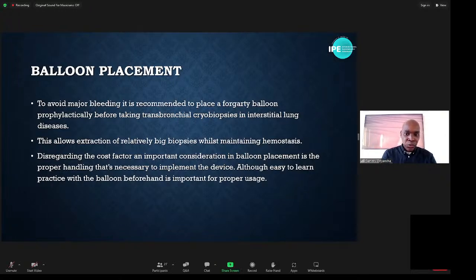Disregarding the cost factor of the balloon, one consideration that a lot of people don't take into mind is that it still requires training. The balloons are very easy to use and easy to implement. The problem is if you have a nurse using it for the first time, you'll have improper placement or improper inflation. So you're inflating the balloon too quickly. It's not been rare that I've taken out the cryobiopsy and taken a piece of the balloon as well because it was inflated too quickly. So that's something you need to take into consideration when you're deciding to start with the cryobiopsy for the first time. Take your nurses to the side, or take the doctor that's helping you to the side, and practice using the balloon before you start using it on the patient.